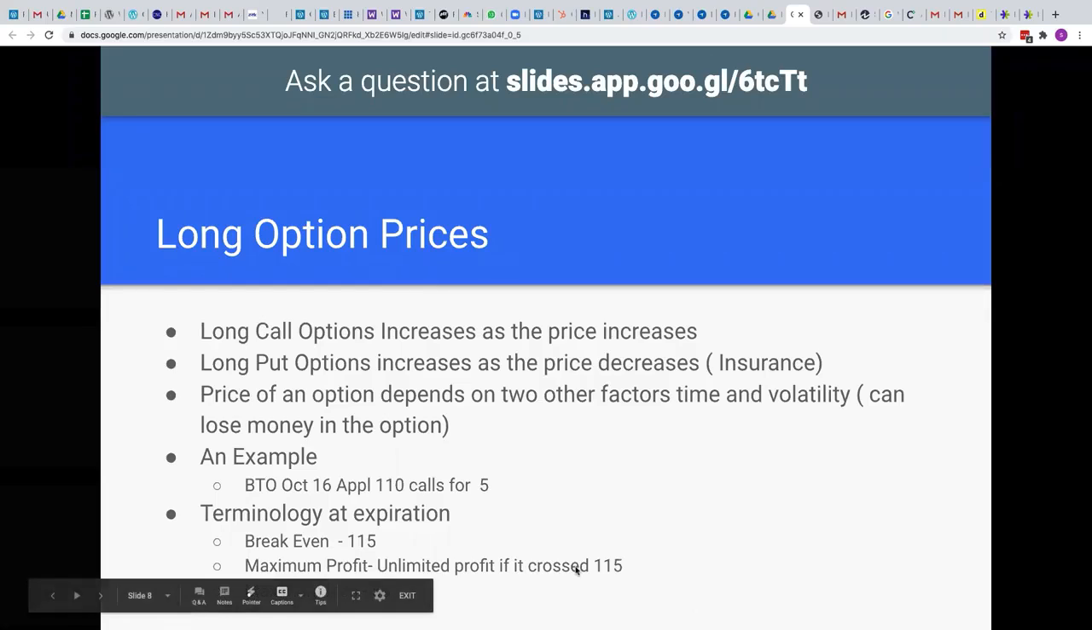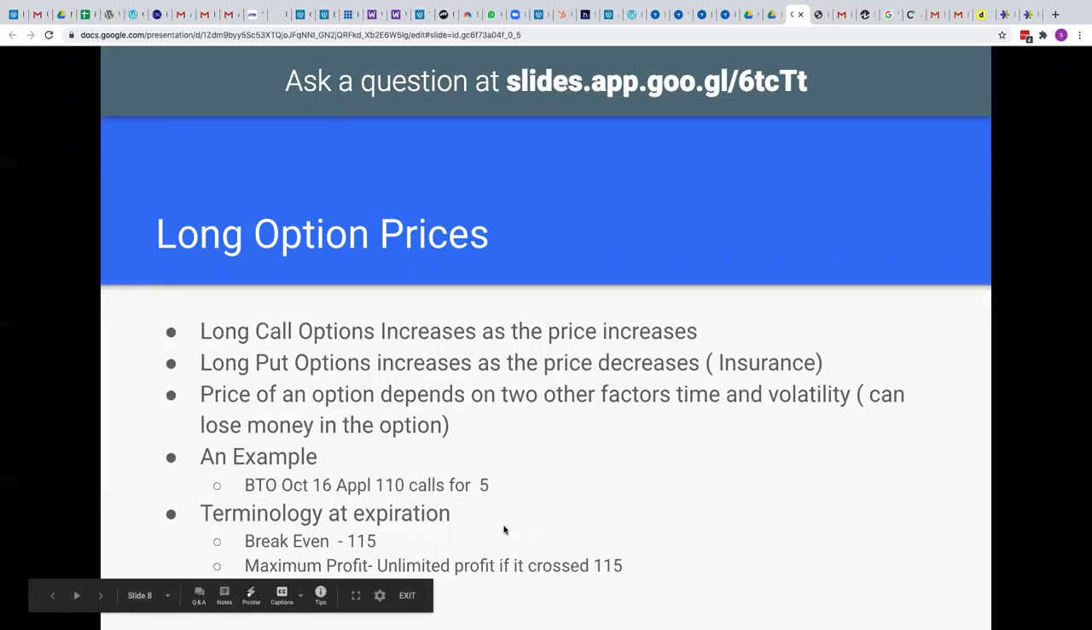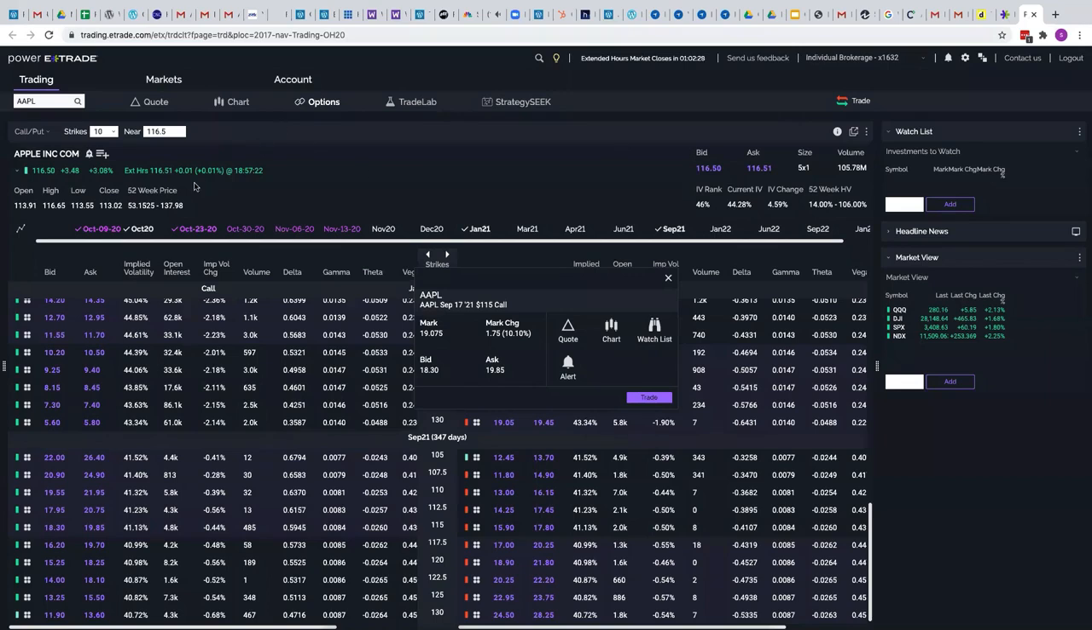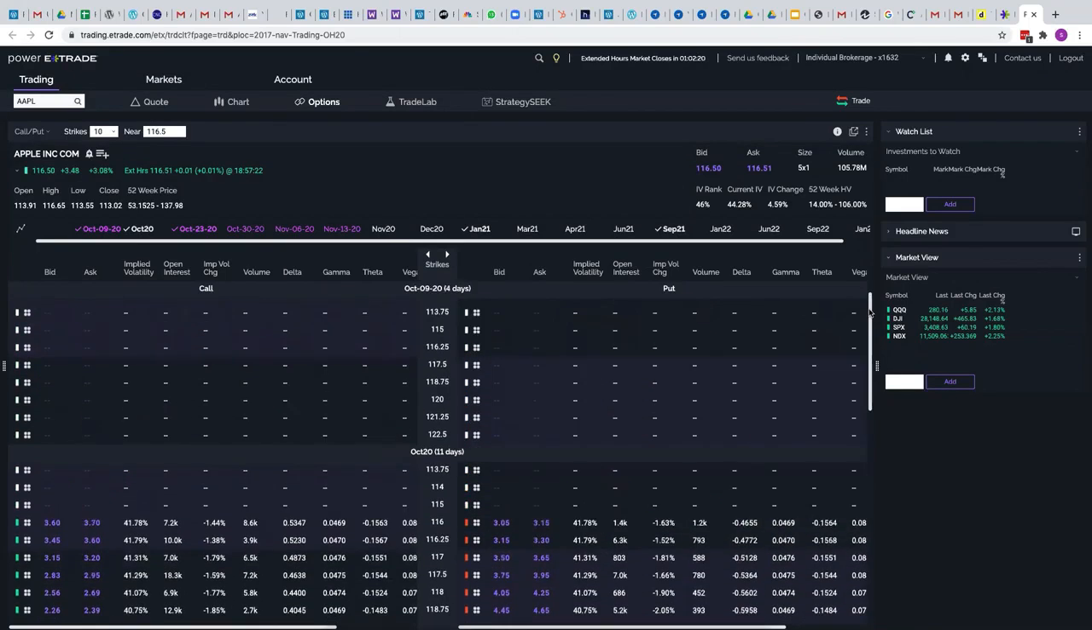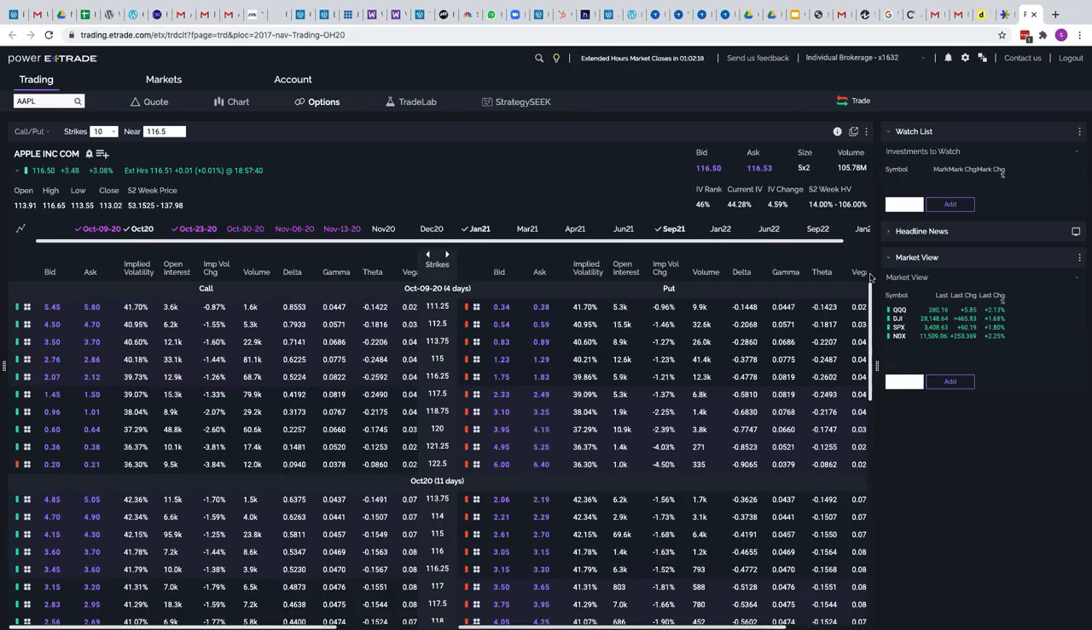Okay, then terminology at expiration. Now let's look at this, guys. I wanted to show you how it looks. One second. Let's say we want to buy this 115 call, wait, we went to January. Hey guys, any questions? I don't feel like I'm talking to myself. Okay, no questions.